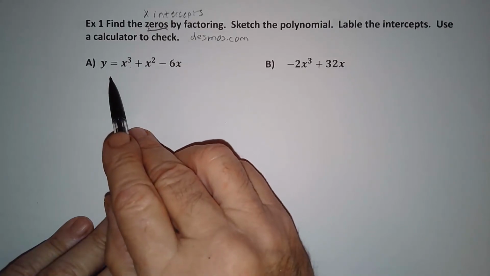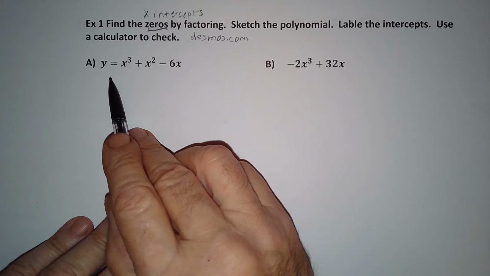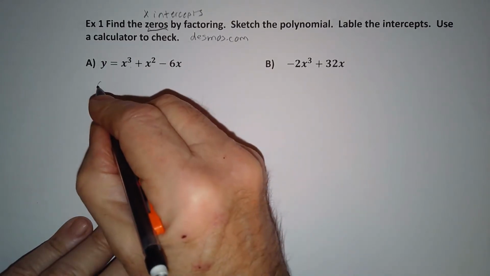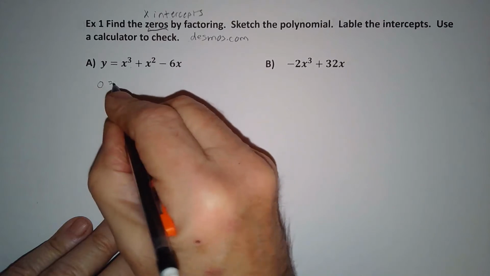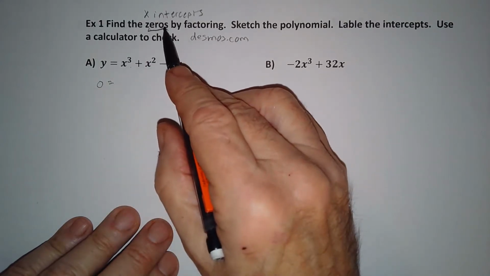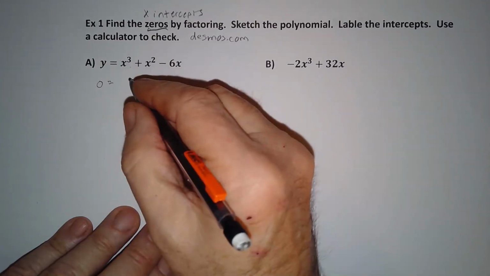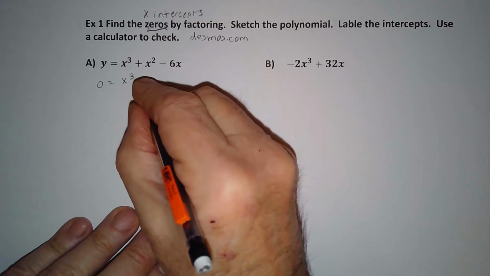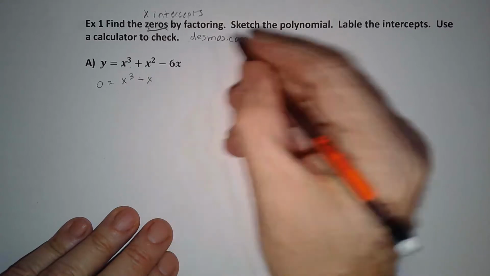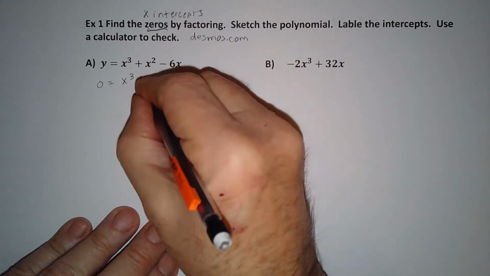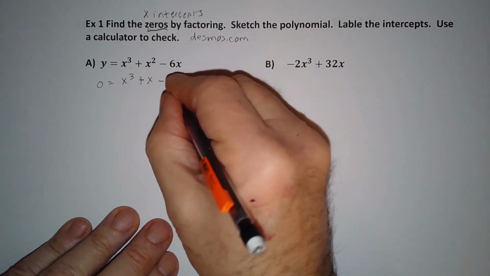Okay, so I want to find the zeros. That means I have to set y to 0. So we're finding out what x is when y equals 0, and that happens to be your x-intercept. So we have 0 equals x cubed, is it minus or plus? Plus x squared, I'm sorry. Plus x squared minus 6x.